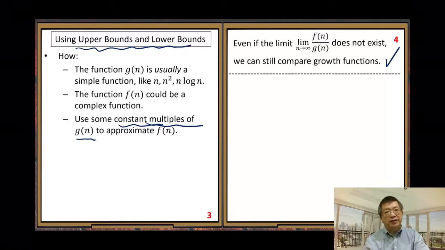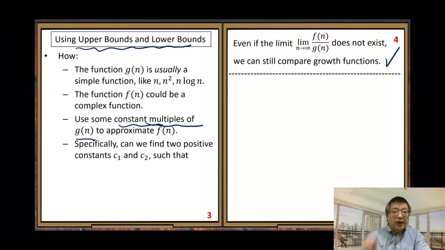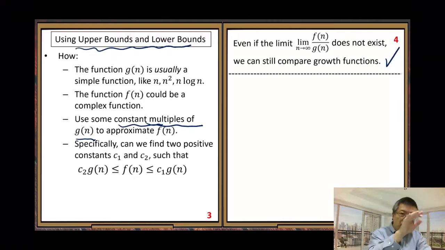So let's look at the formula. Specifically, can we find two positive constants, C1 and C2, one for the lower bound and one for the upper bound, such that this inequality holds? C2 times g of n is less than or equal to f of n, which is less than or equal to C1 multiple of g of n.